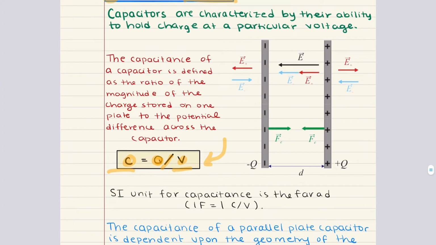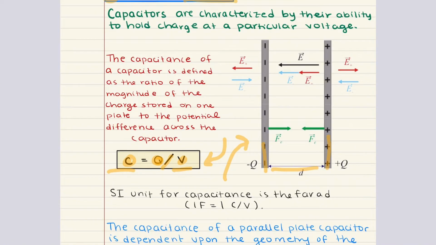Now, the simplest type of capacitor is a parallel plate capacitor, which consists of two metal plates separated by a small gap. The capacitance of a parallel plate capacitor really depends on its geometry, specifically the area of the plates and the distance between them.